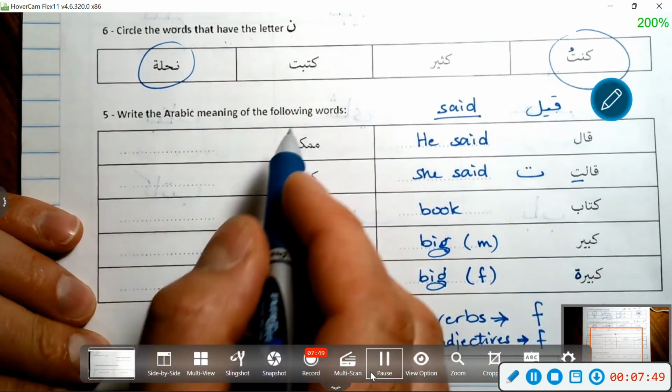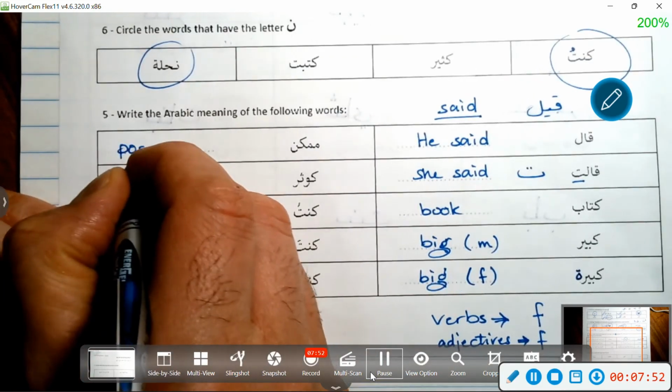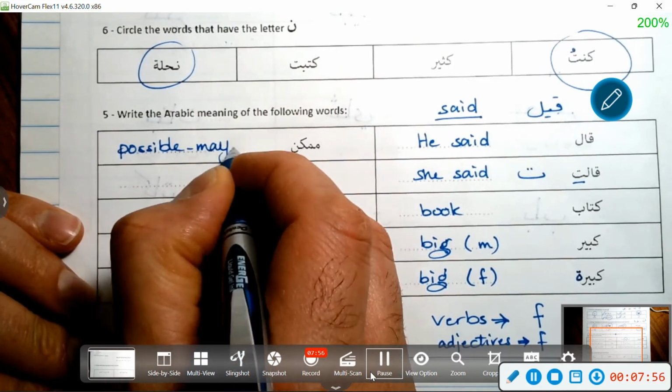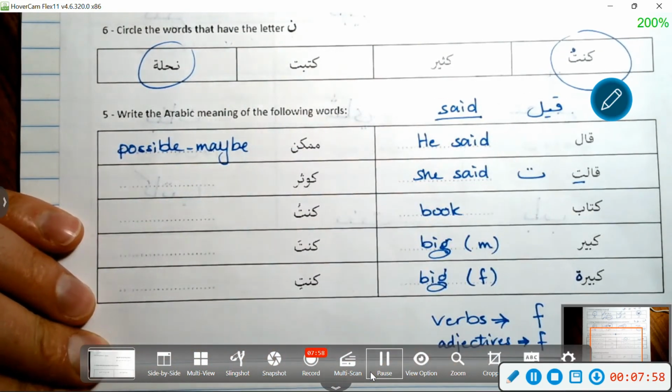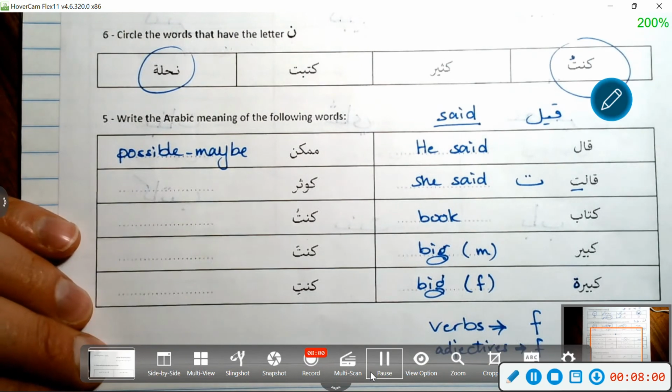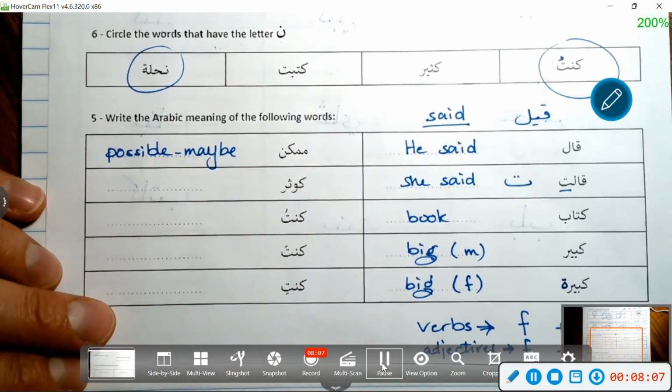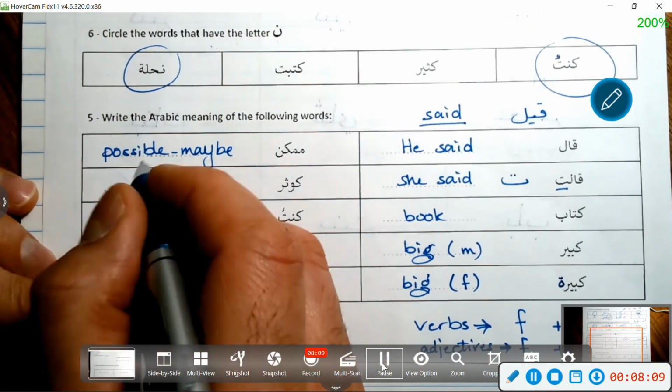ممكن, it means possible, and it also means maybe. And some of you said may I, and that's true also. You can say ممكن أعمل هذا أو ذاك, meaning may I. كوثر. Kawthar is the name of a female, so a female name.